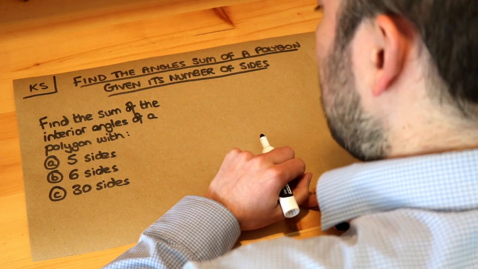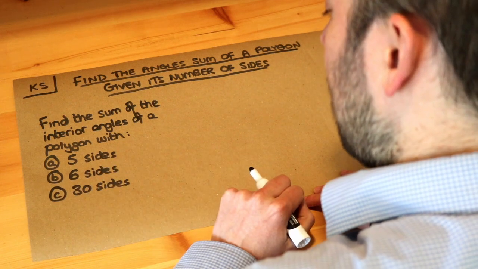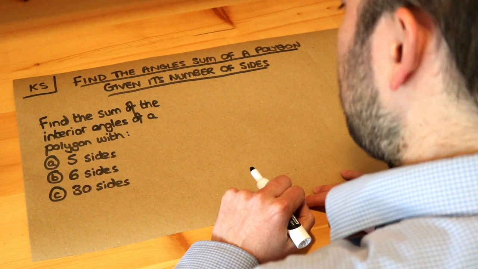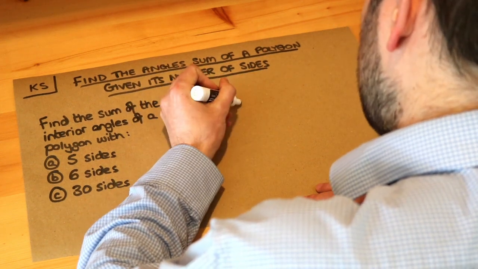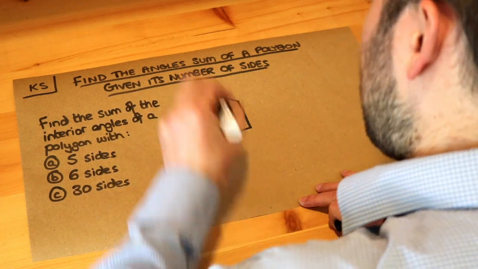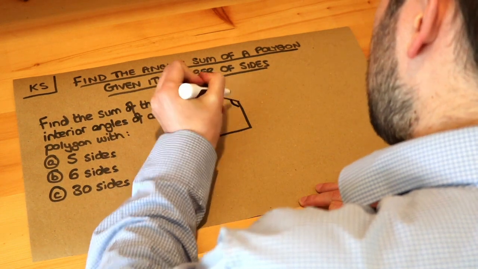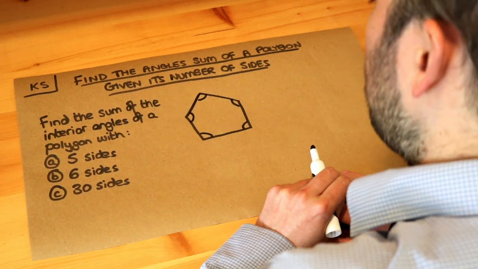Now we want to find the sum of the interior angles of a polygon with 5 sides, 6 sides and 30 sides. Now what do I mean by interior angles? Well, if I just draw any old pentagon, it doesn't have to be regular, it's basically saying we want to take these different interior angles, they're not necessarily the same, and we want to find the sum of all those angles.